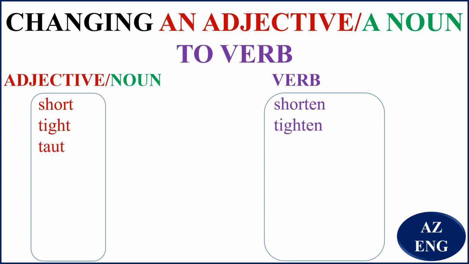Taut, that is, the stretching in it is tight. So the action is tauten. For example, a rope. If a rope is taut, you mean that the stretching in it is tight. So to make it that, we say tauten it. Tauten it. Or it tautens, that is, it becomes taut.